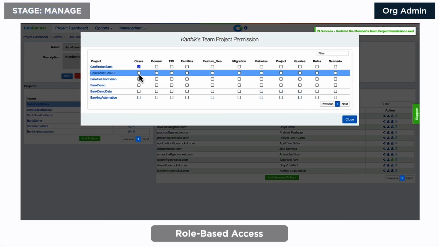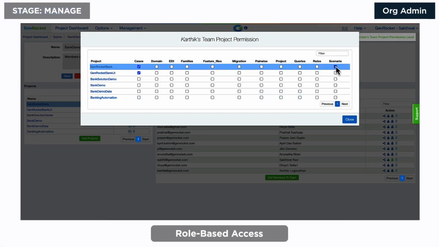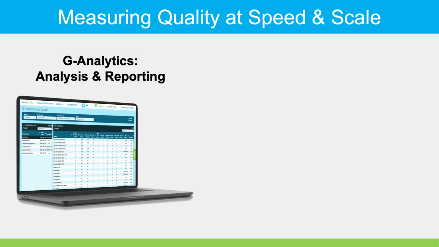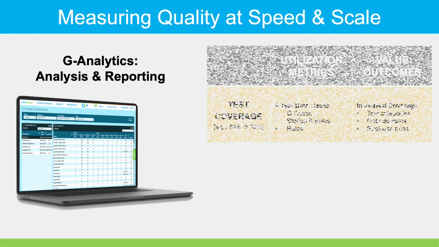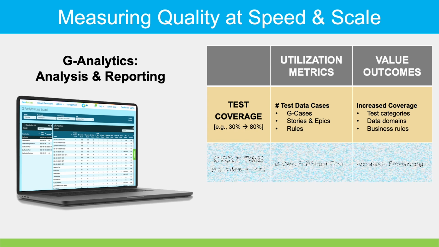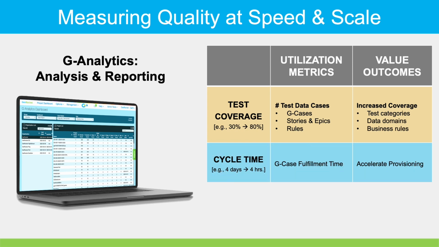The management console makes it easy for the org admin to assign users to multiple projects and set different permission levels for each project. With G-Analytics, GenRocket captures the utilization metrics needed to measure technology adoption and value outcomes. It records the number of G cases, stories, epics, and rules to track the data domains and business logic designed into various test categories. This provides a measure of test coverage.